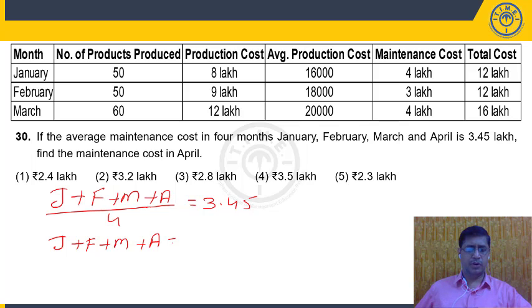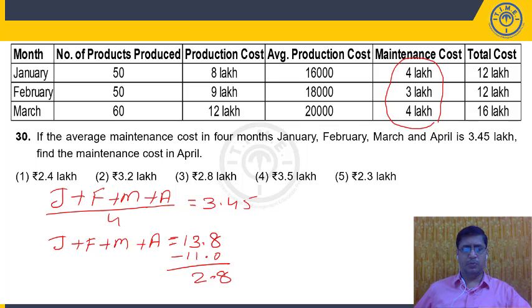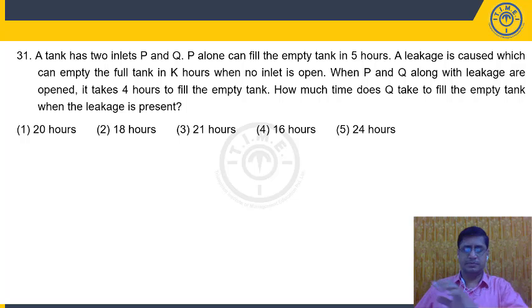4 times of the value, 4 times 3.45 is equal to 13.8. Now what about January, February, March? The maintenance of January, February, March is equal to 4 plus 3 plus 4. It is 11. Subtract 11 from this. Now the result is 2.8 lakhs. So 2.8 lakhs means the right choice, option 3. Third choice is the right choice. Okay. Now look at the next example.